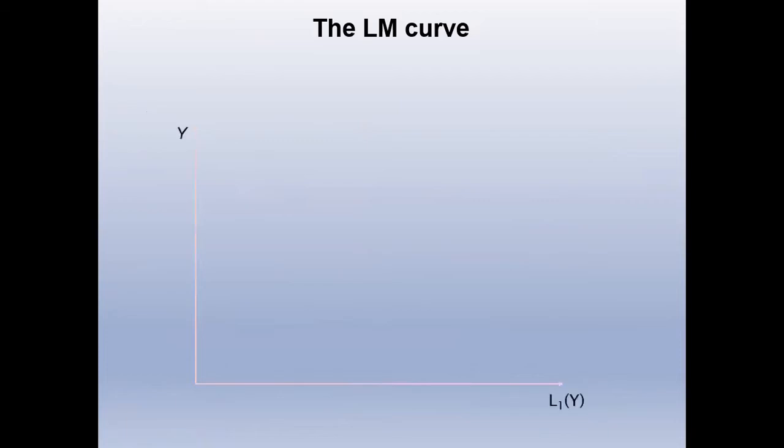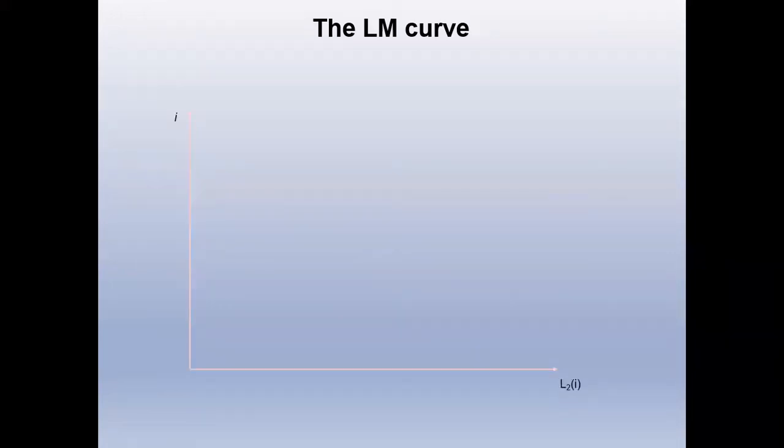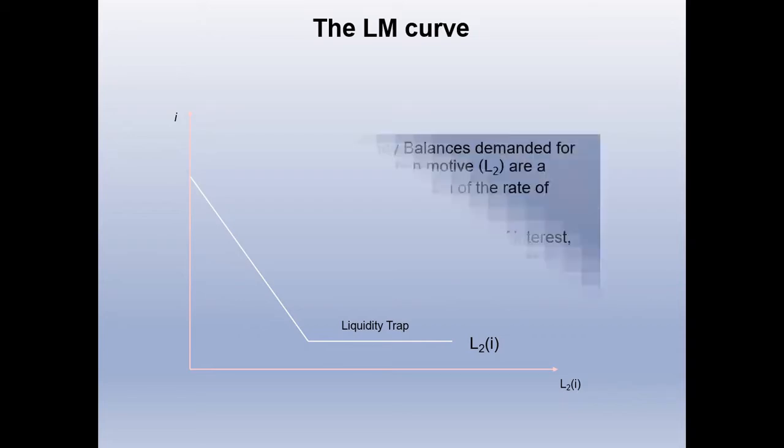So let's see graphically what the liquidity of money is, the relation between the real money balances demanded for transaction or precautionary purposes. The liquidity of money is highly affected by the interest rate. If the interest rate drops and drops and drops, we have something called a liquidity trap. As we mentioned before, I have no incentive to save money in banks.